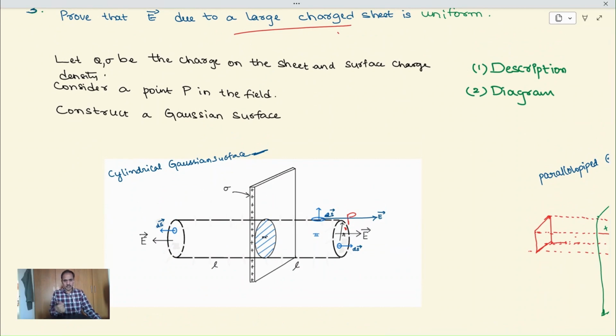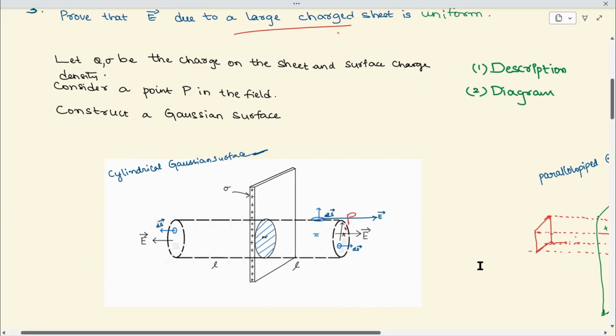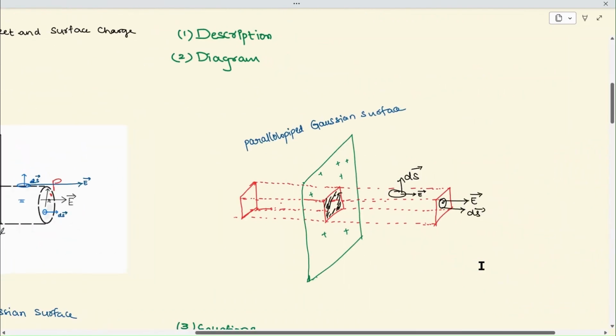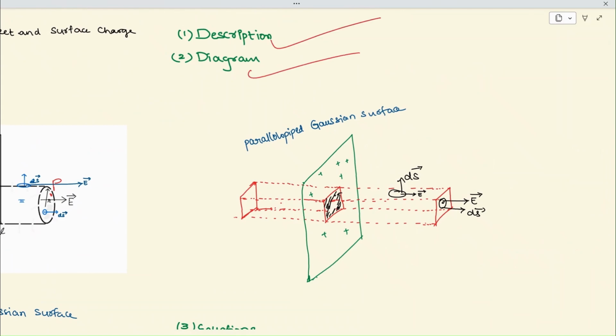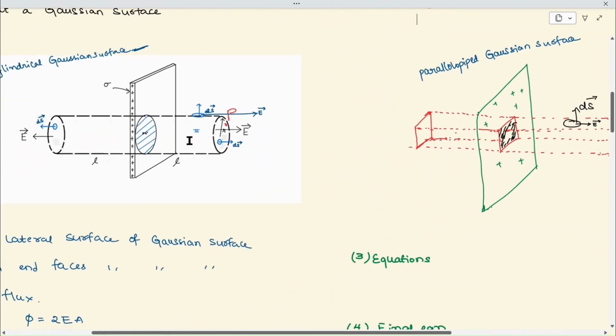And if it is a sheet of charge, you can take a cylindrical Gaussian surface, or you can also draw like this, a parallelopiped Gaussian surface. Anything is okay. So first two steps, description and diagram, completed. What next? Equation part. So going to that.